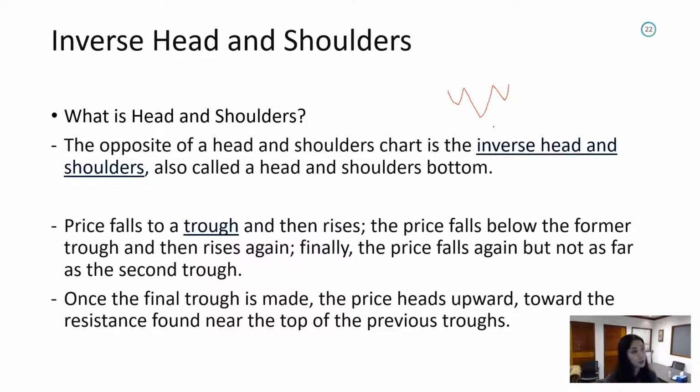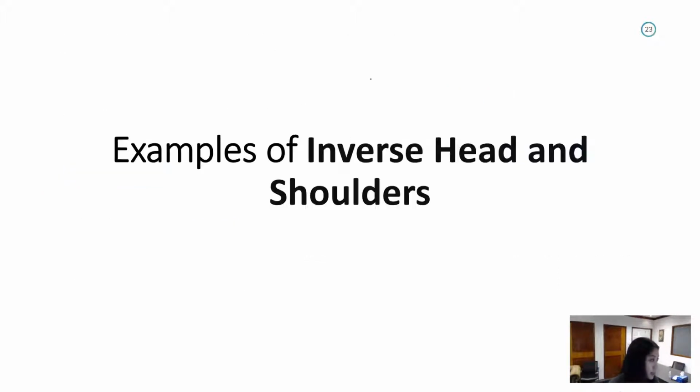Okay, it's supposed to look like this, but in an inverse perspective. So price falls to a trough and then rises. The price falls below the former and then rises again, and the price falls again, but not as far as the first.